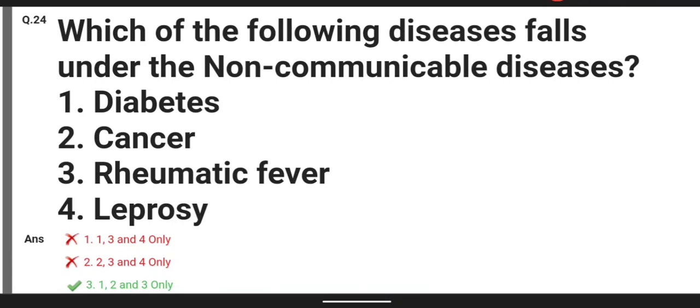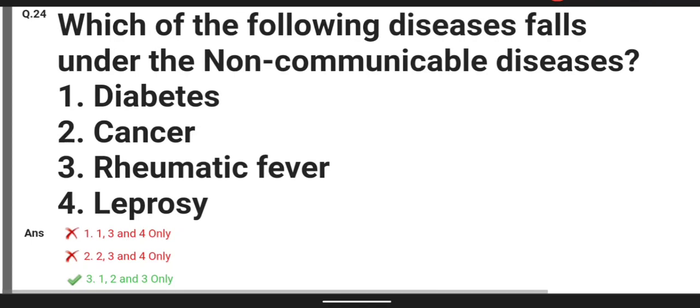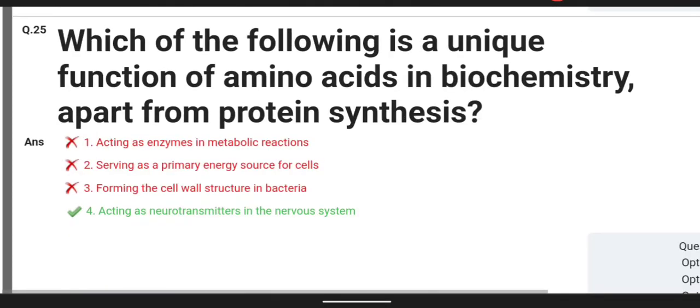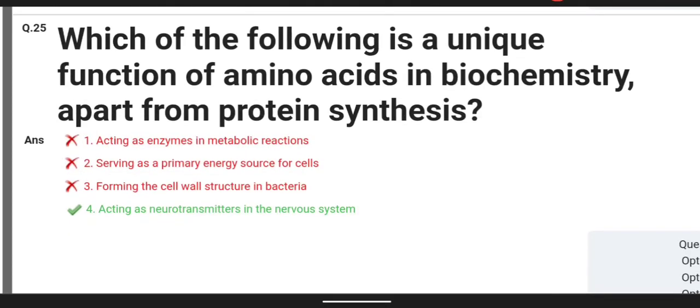Which of the following diseases falls under non-communicable disease? Answer: diabetes, cancer, and rheumatic fever. All are non-communicable diseases. What is a unique function of amino acids in biochemistry apart from protein synthesis? Answer: acting as neurotransmitters in the nervous system.